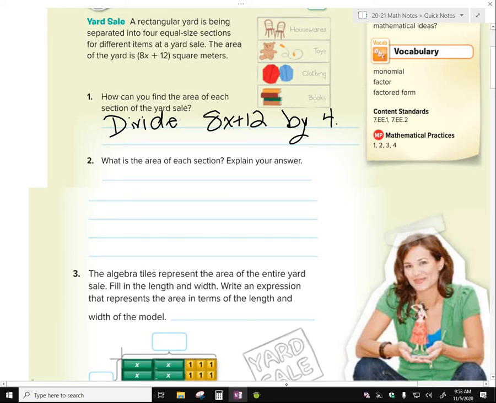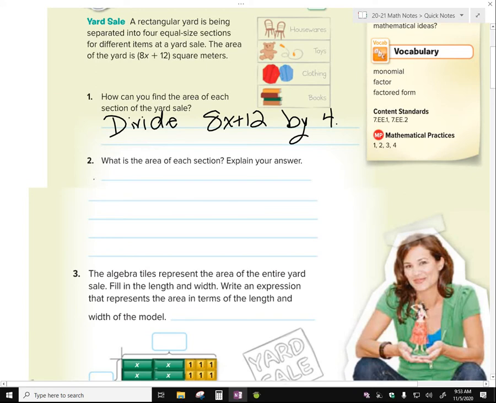What is the area of each section? Does anybody have a guess? What do you think? You are 100% correct. So it says explain your answer. So we're going to write that down. It says, what is the area of each section? And explain your answer. A lot of students are not doing the explain your answer portion of the Schoology question, so you're not going to get full credit if you don't answer the full question.